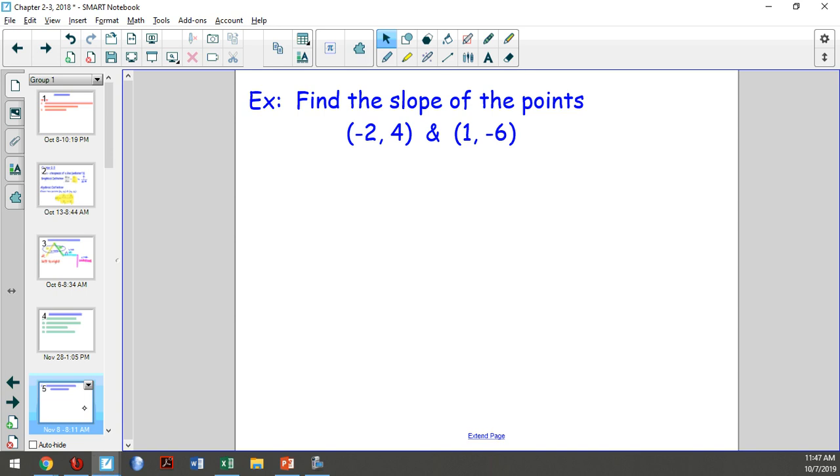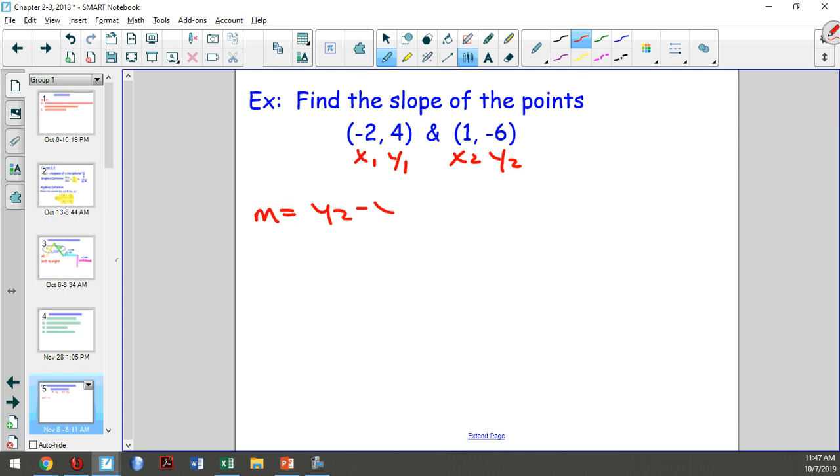Label your points. Please do that. X1, Y1, X2, Y2. So now I'm going to write my formula. Slope is equal to Y2 minus Y1 over X2 minus X1. What is Y2? -6 minus a 4, which is Y1. What's X2? And X1? Minus a -2. So, simplify.